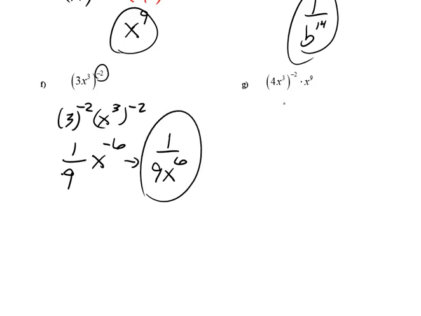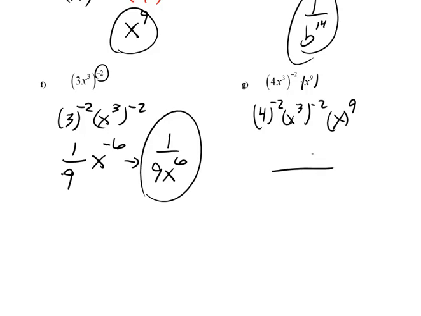So the last one, G, again, we're just keeping track of factors. We have x to the 9th as one of our factors. The negative 2 will apply to the 4. So we have 4 to the negative 2 power. Then we have x cubed to the negative 2 power. And then we have x to the 9th, the other factor.